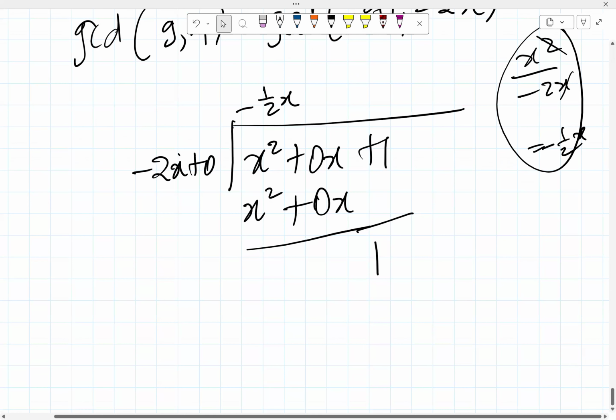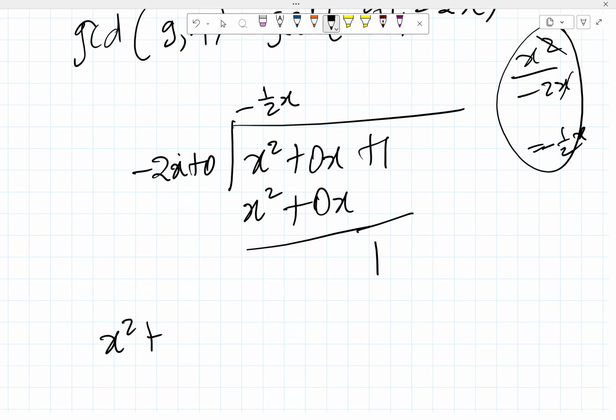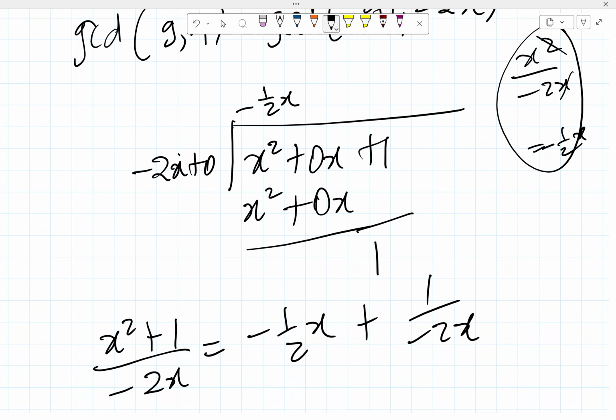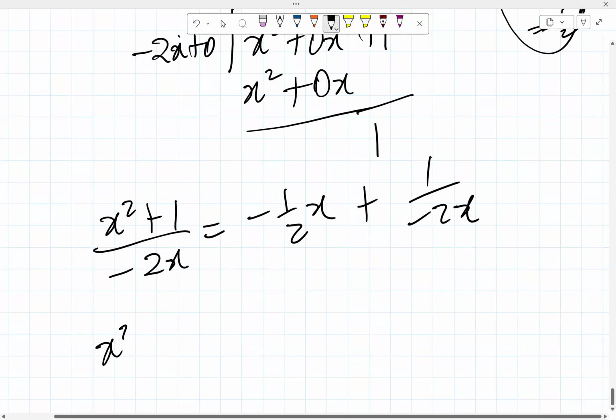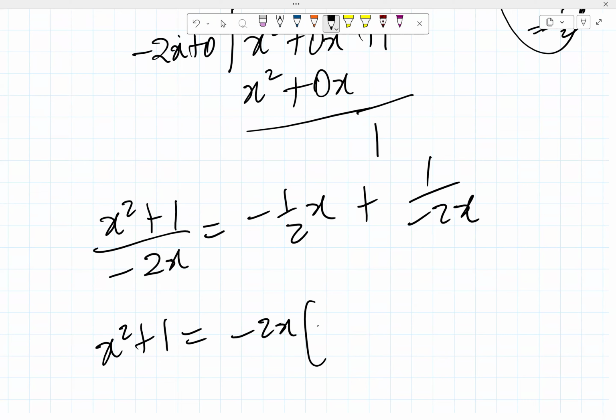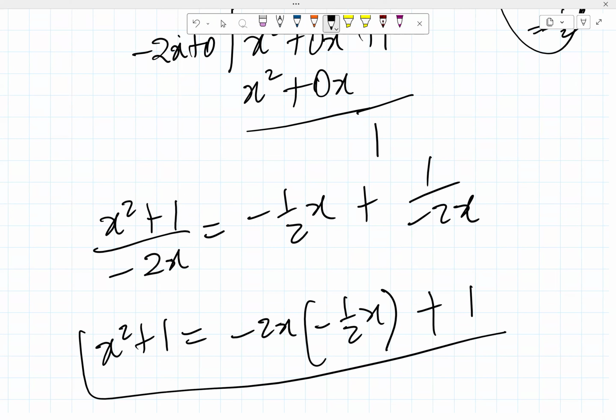So what do we have? x squared plus 1 all over minus 2x is equal to minus half x plus 1 all over minus 2x. So if we multiply through, we have x squared plus 1 is equal to minus 2x into minus half x, plus 1. Sorry, not minus 1, plus 1. So we have this now.